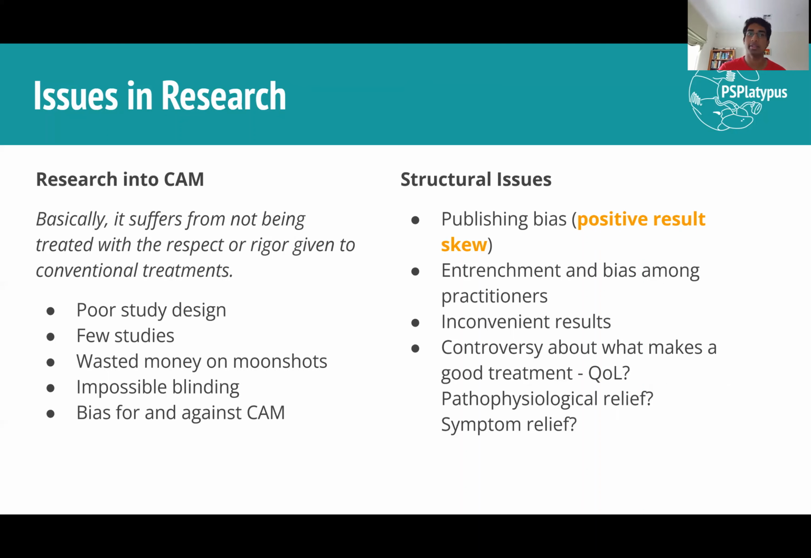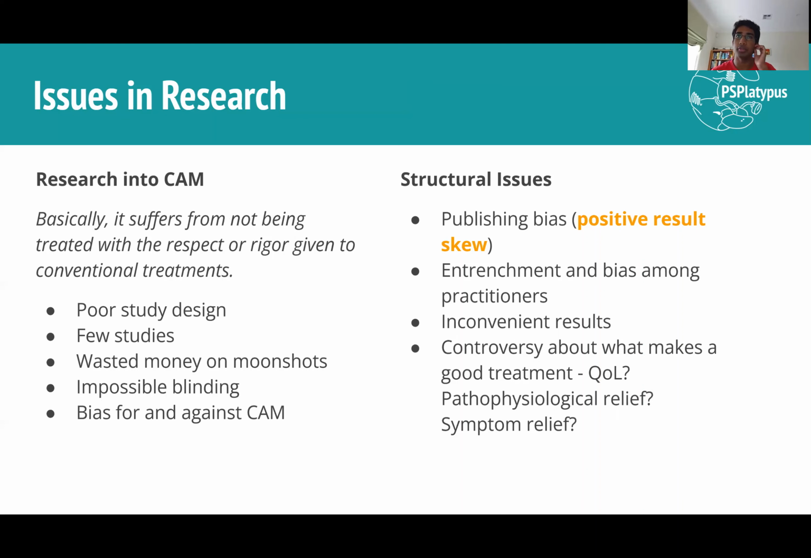So CAM sort of suffers from not being taken seriously. And so you get bad studies, basically. Not many of them, and they're poorly designed. People go for sort of outrageous stuff over more likely to work treatments that are less flashy. Many interventions, you actually can't do a good study on them because it's very difficult to blind someone to something like acupuncture.